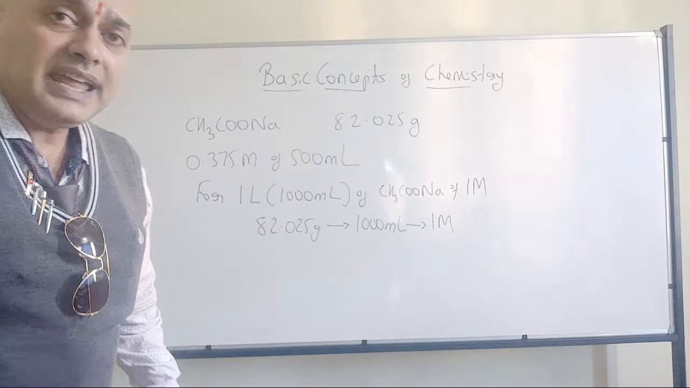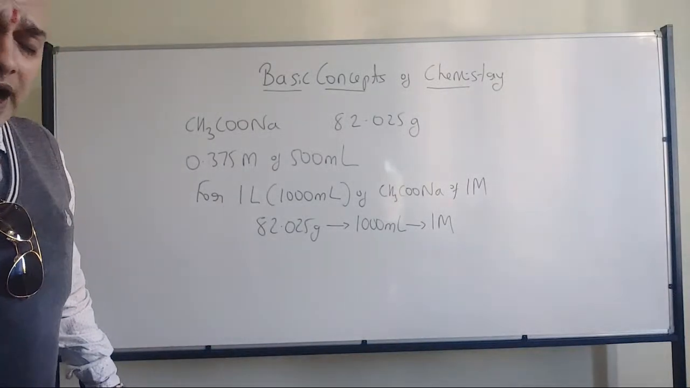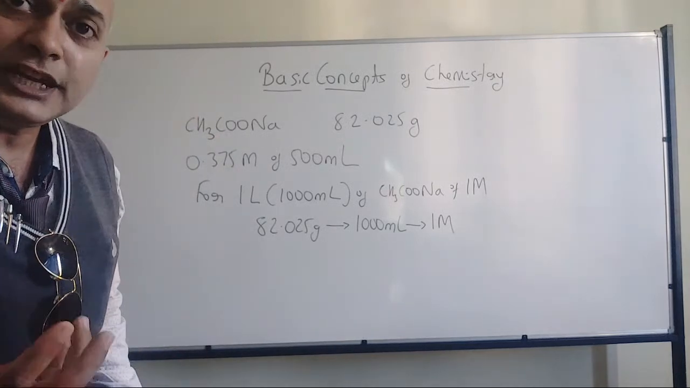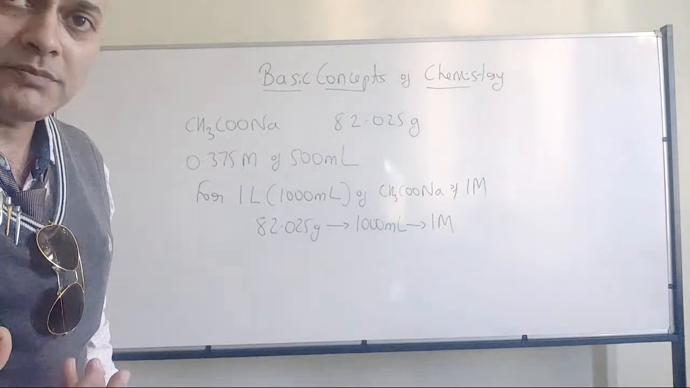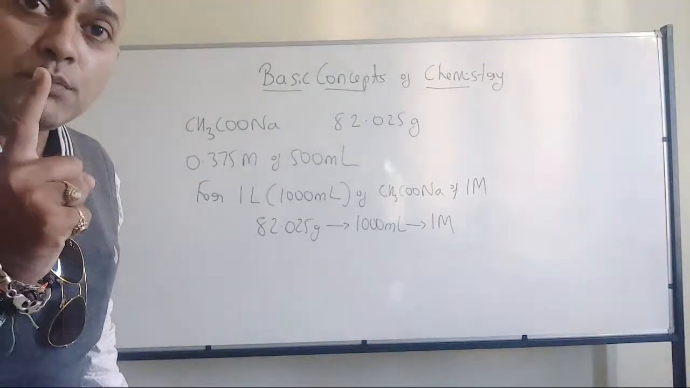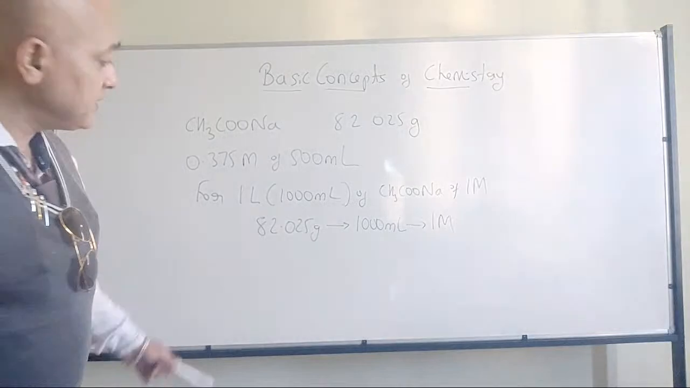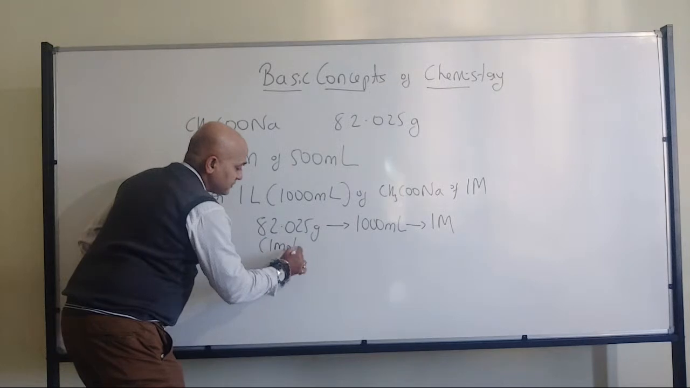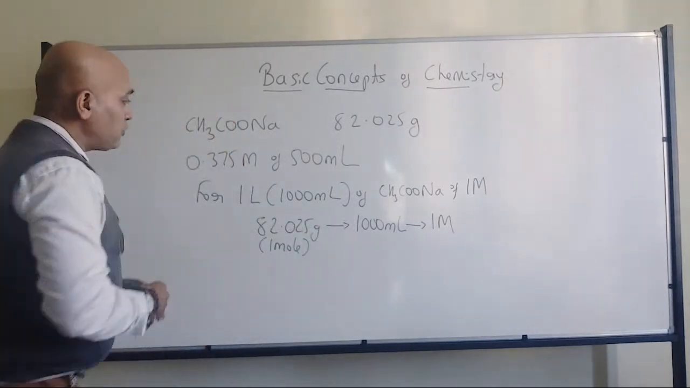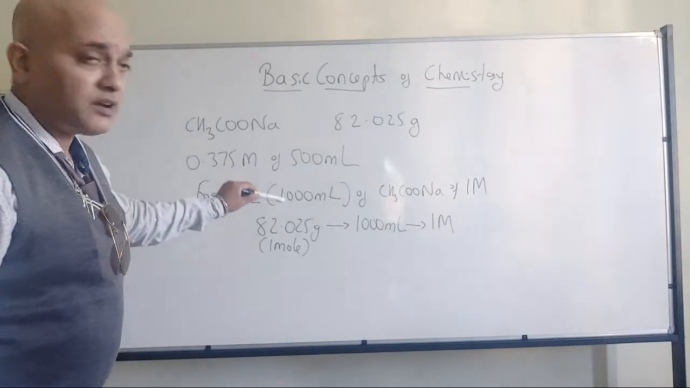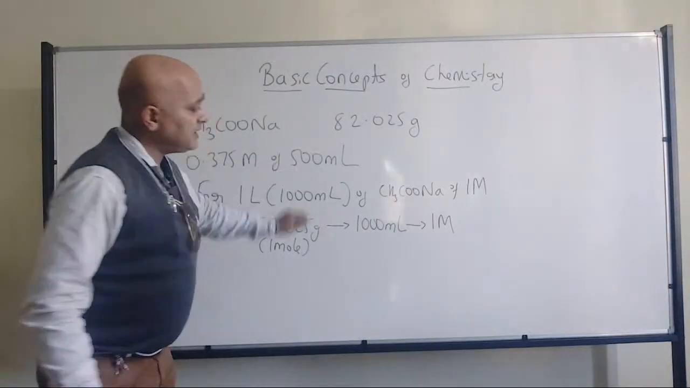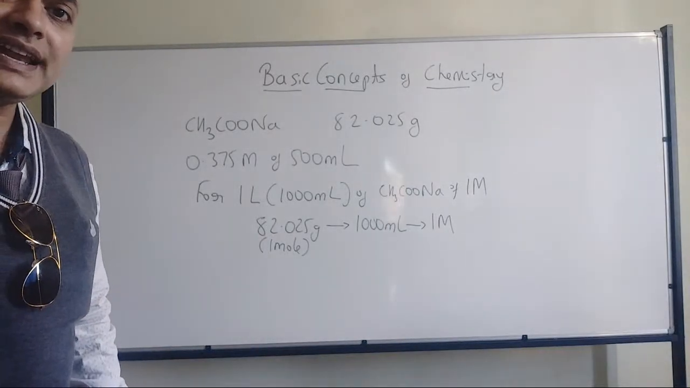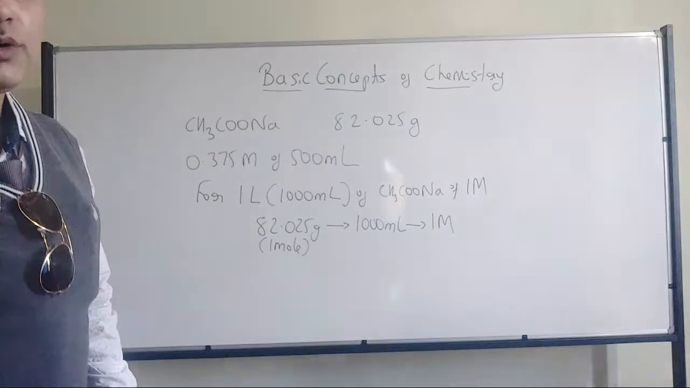If I take 82.025 grams of sodium acetate, that is the molar mass, that means I am taking 1 mole of sodium acetate. So 1 mole of sodium acetate, if I put it in 1000 ml or 1 liter, it will become 1 molar. Why am I taking 1000 ml? Because here it is 500 ml. All of you will agree? So it will become 1 molar.